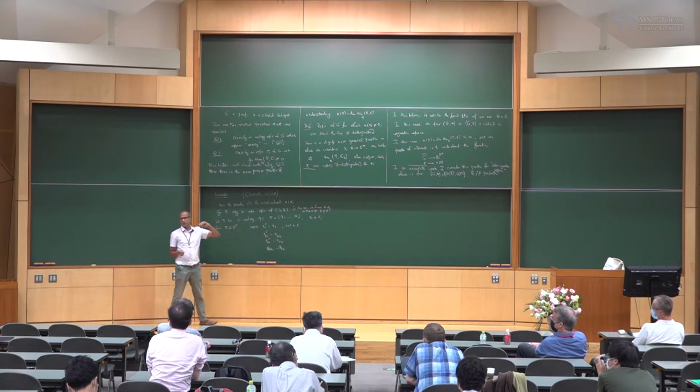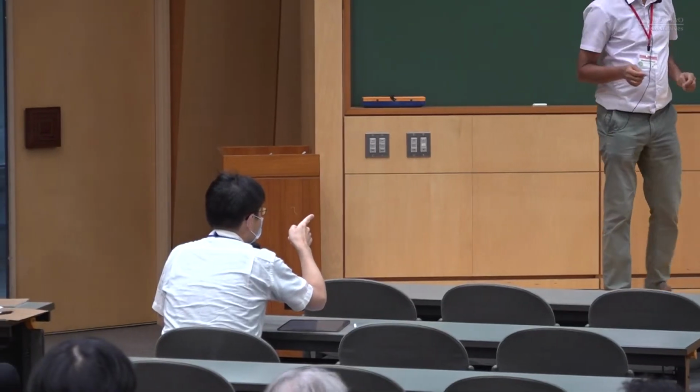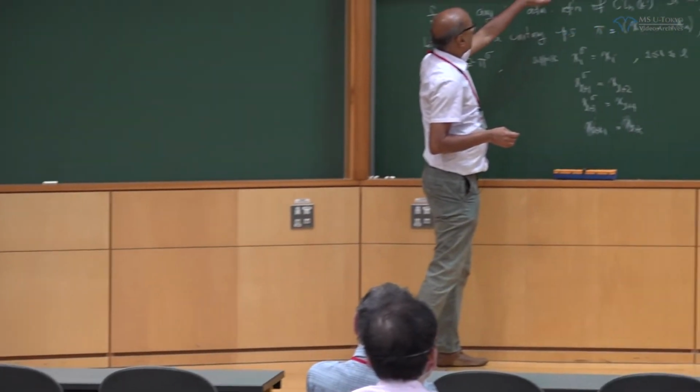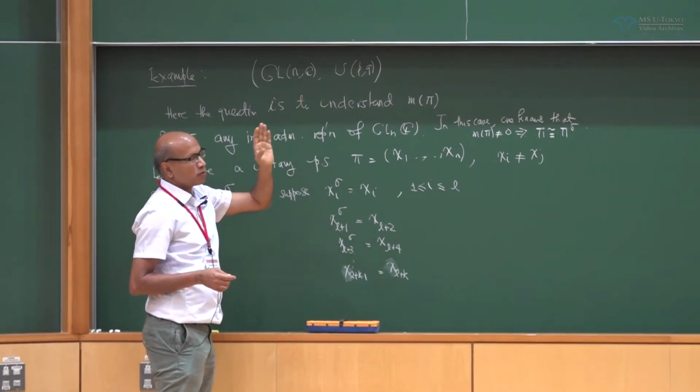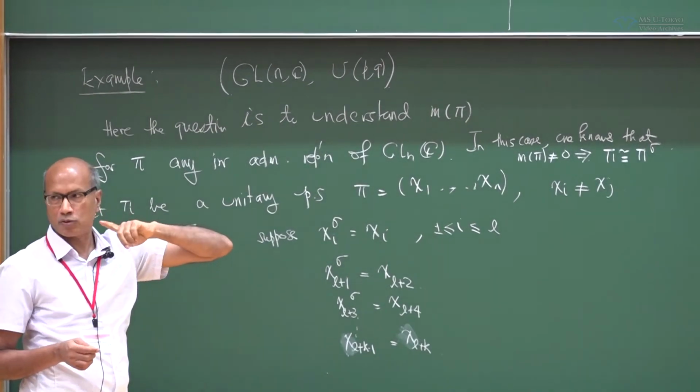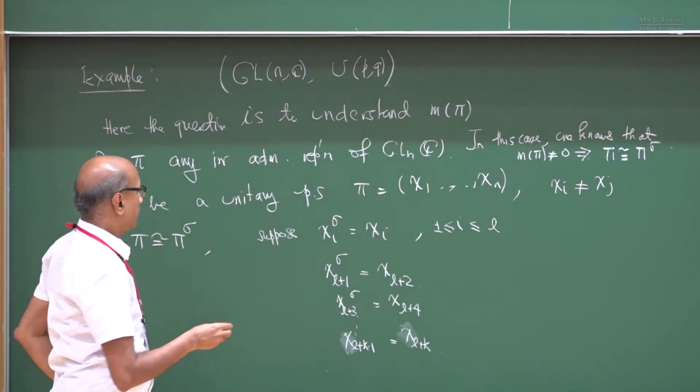Excuse me, can I ask a question? Yeah. So what is sigma? Sigma, as I said, is the complex conjugation. So it is not the involution which is coming from this, but it is z goes to z bar. Okay, z goes to z bar. I see. Chi bar. Okay, thank you very much.